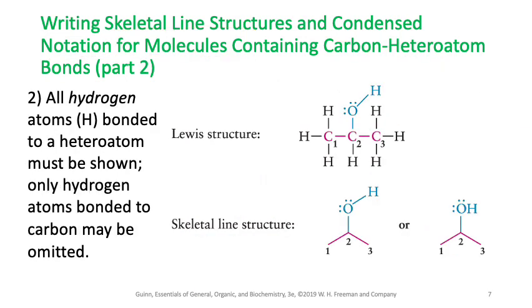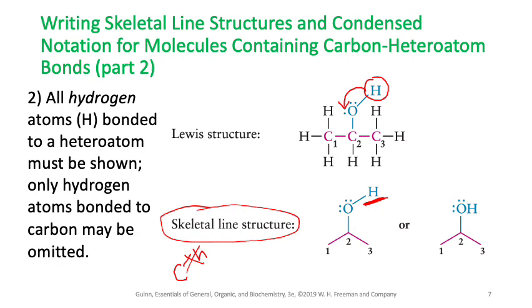The second important thing that you need to know while drawing a skeleton line structure for any organic compound that contains a heteroatom is that you have to show all the hydrogen atoms that are connected to the heteroatom. We just don't show a hydrogen that is connected to the carbon in a skeleton line structure. But if any hydrogen is attached to any heteroatom, you have to show it. If you don't show it, then that's a wrong structure.